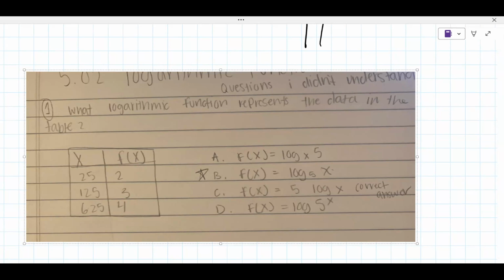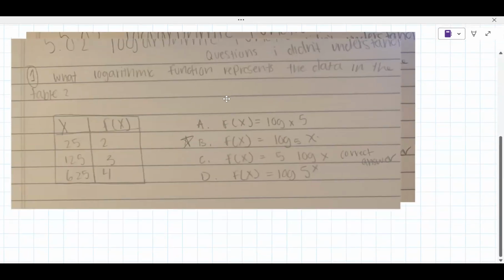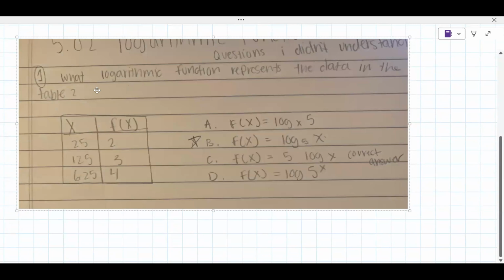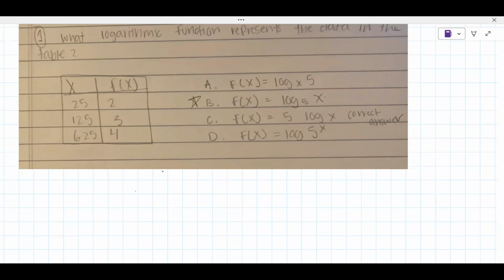Okay, let's go ahead and get started here. I've turned off my video. You are seeing my screen, so you should be seeing the question on logarithms here. It says, what logarithmic function represents the data in table 2? One of the fun things about logarithms, which isn't really fun, is the notation. And it looks like you've kind of already selected an answer here. So let's talk about why it's correct, if it is correct. So you've chosen B.